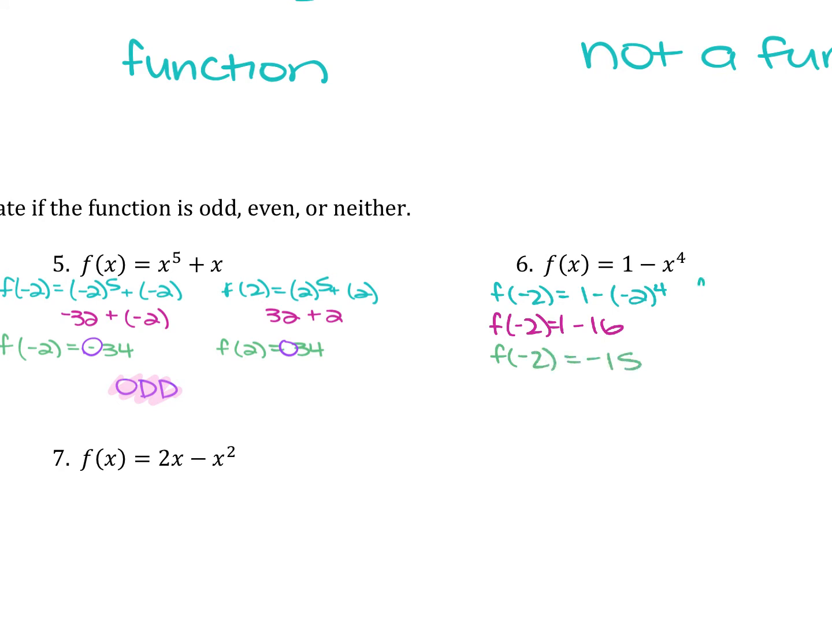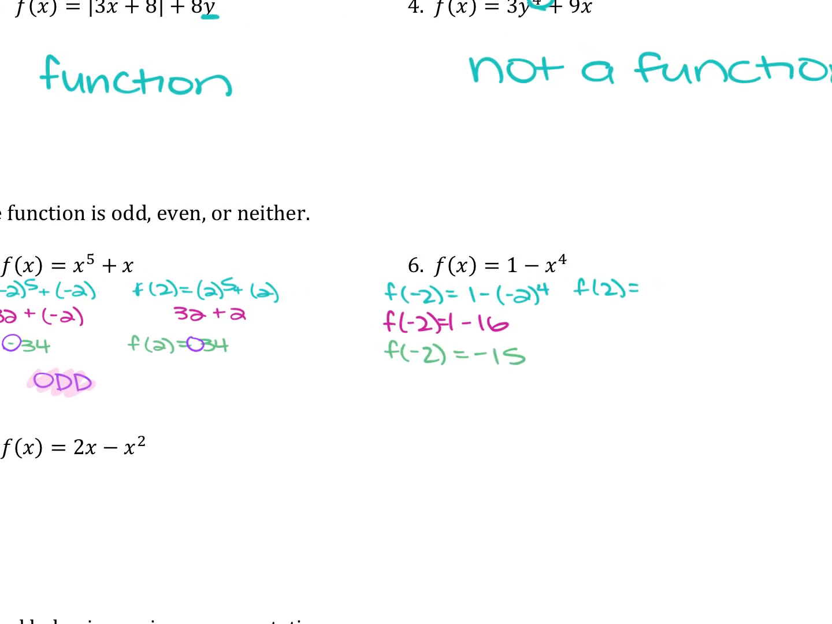If we also do f of 2, this is going to give us 1 minus 2 to the 4th power. The 2 to the 4th power is 16, so that's 1 minus 16, which is f of 2 is equal to negative 15. These two numbers are the same exact number, so this function is even.